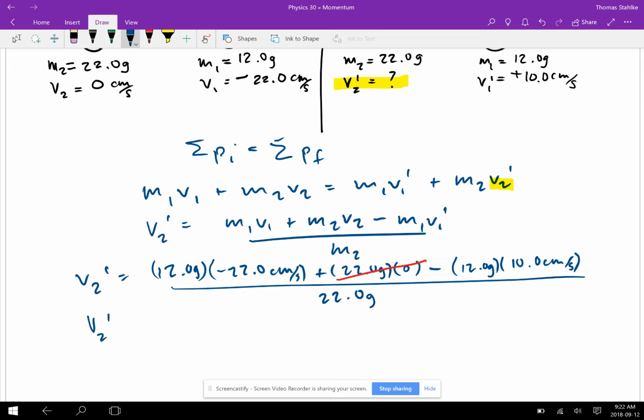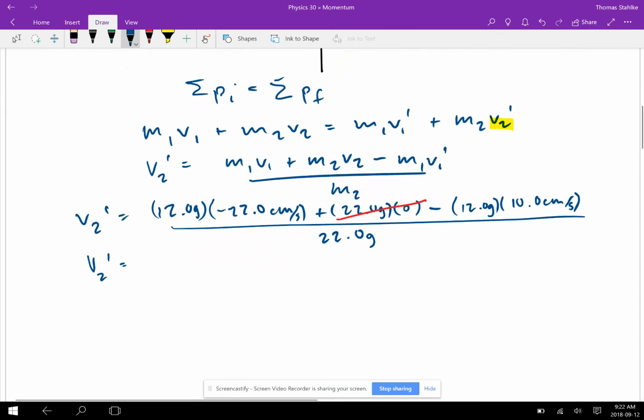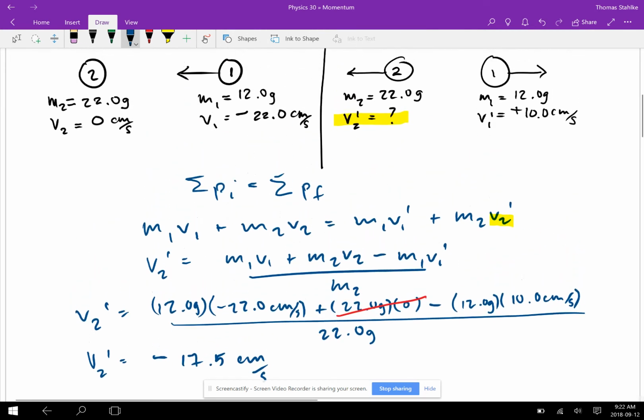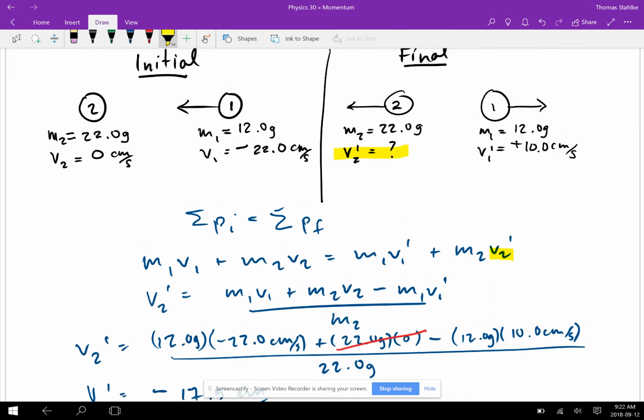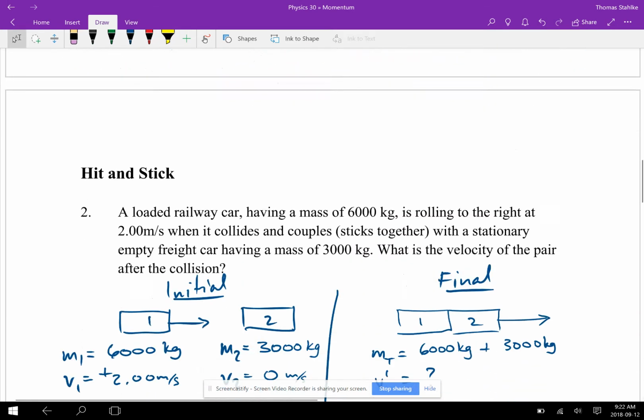Okay, so velocity 2 prime, which is ultimately what we want to solve for in this question, is, and we'll get our calculator, 12 times negative 22 minus 12 times 10 equals divided by 22, and I get negative 17.5 centimeters per second. So the negative indicates that this velocity is in the left direction. Okay, so that's hit and bounce quite quickly. Let's go to hit and stick.